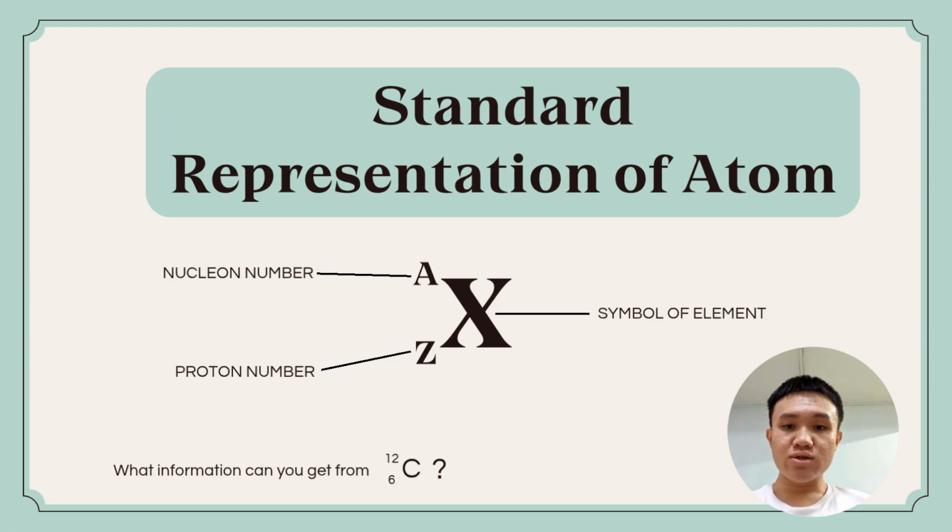Okay, so as you can see, there's a question at the bottom. What information can you get from 12, C, and 6? Students can pause this video to understand this question. Okay, so now use the knowledge I have just taught you. 12 will be representing the nucleon number, 6 will be representing the proton number, and C represents the element carbon.